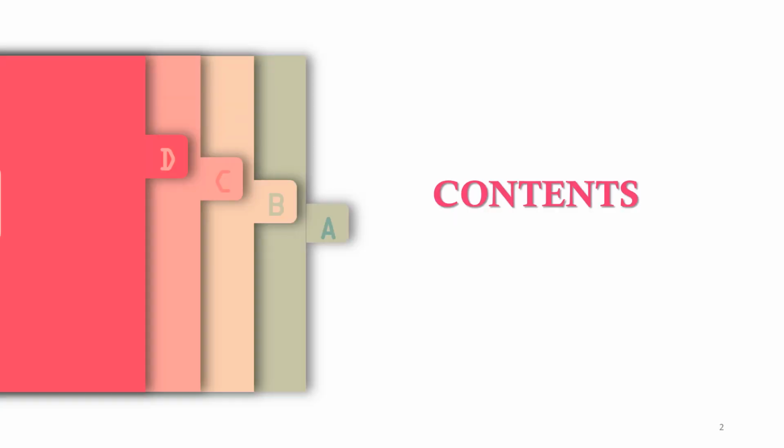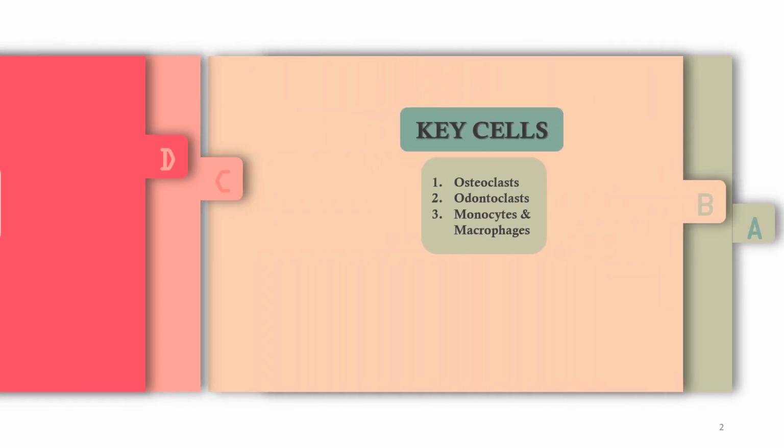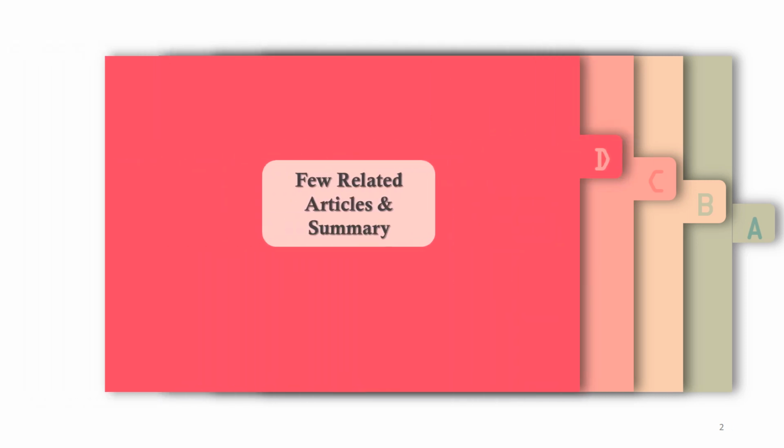The process can be understood under a few headings, which include the introduction, the key cells involved in the process, the actual process that occurs in the primary teeth which present with the successor and which present without one. Lastly, a few related articles and summary.